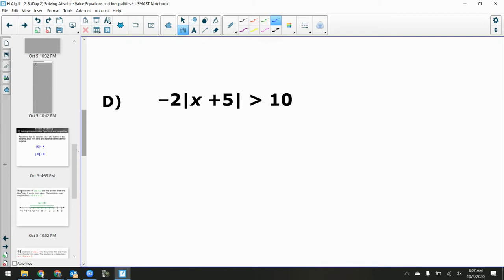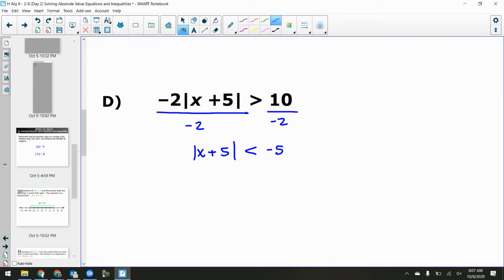First off, can I distribute a negative 2 into an absolute value? Can I ever distribute into an absolute value? No, that doesn't work the same. It's not like a parenthesis or bracket. So I guess the only thing that I could possibly do is divide it over to the other side. Divide by negative 2. So that means we've got the absolute value of x plus 5. Don't forget to flip the symbol, less than negative 5.